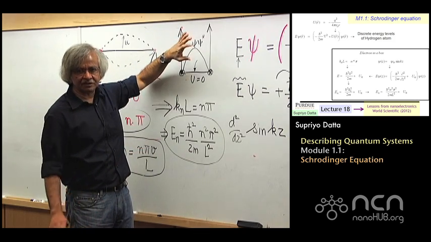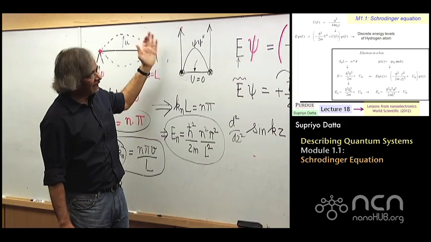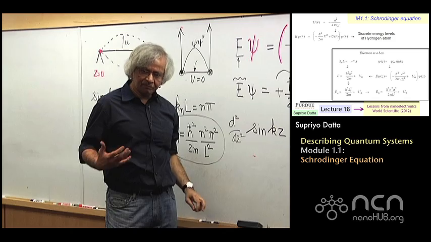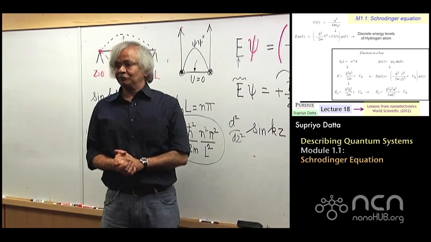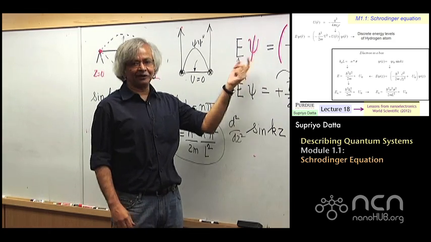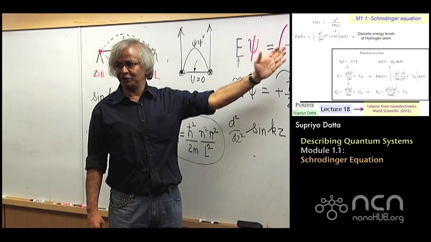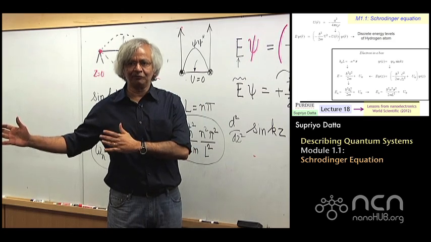But there are subtle conceptual issues which at this time I'm glossing over. And as I said, this is the point which took people many years to actually come to an understanding of what psi is. But one thing to note is that during all that period, while people were trying to figure out what psi means, no one had any doubt about the correctness of the equation. Why? Because the energy levels matched what you saw from experiment.